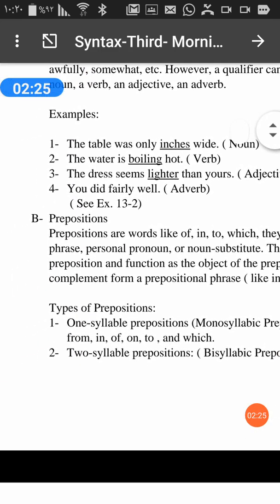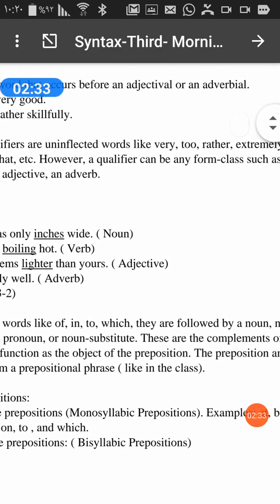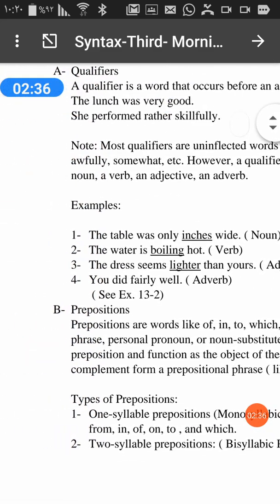But sometimes, in certain cases in English, a qualifier could be one of the form classes. That is, it could be, for instance, a noun, a verb, an adjective or an adverb. That is to say, هذا يعني, when the noun modifies or comes before another noun or another adjective or another adverb, here it functions as a qualifier.